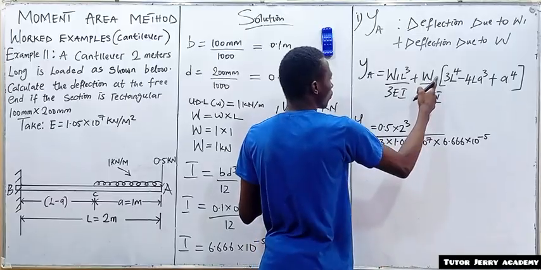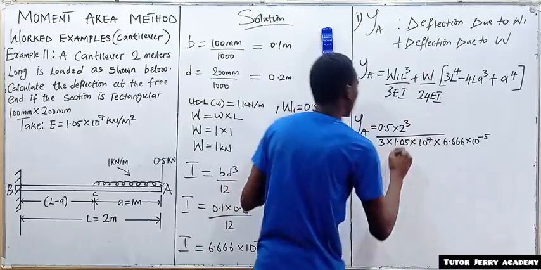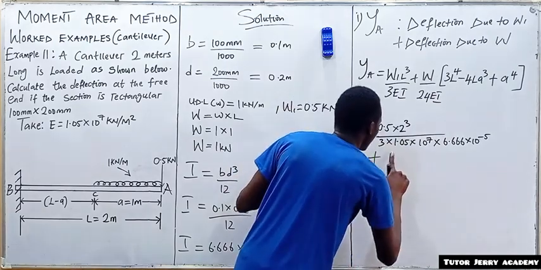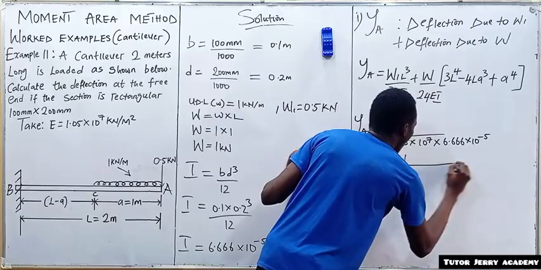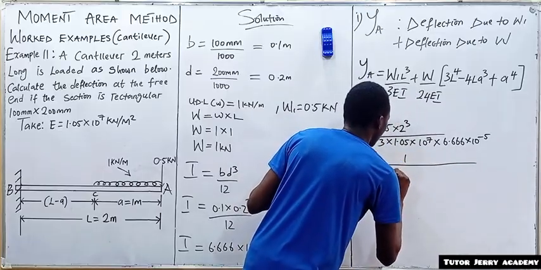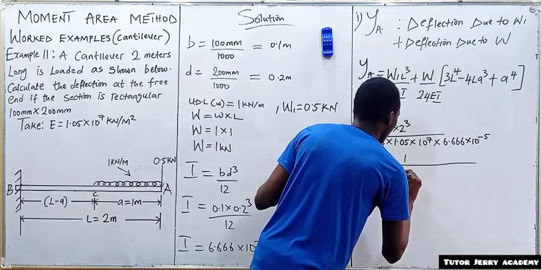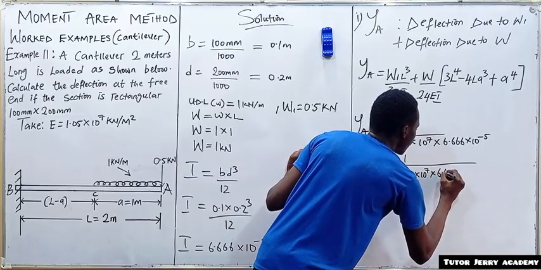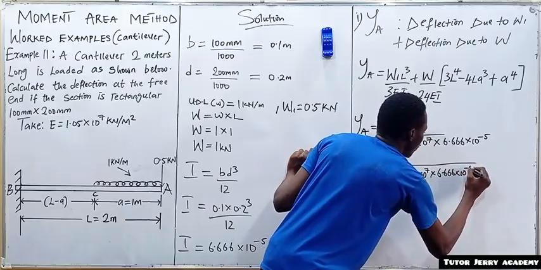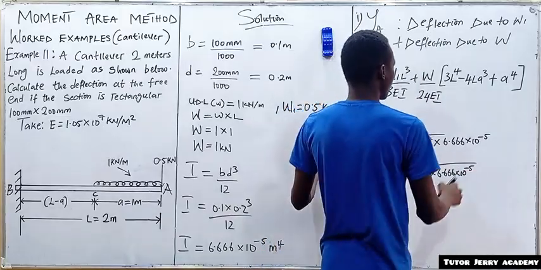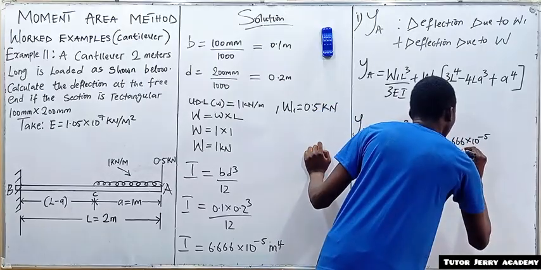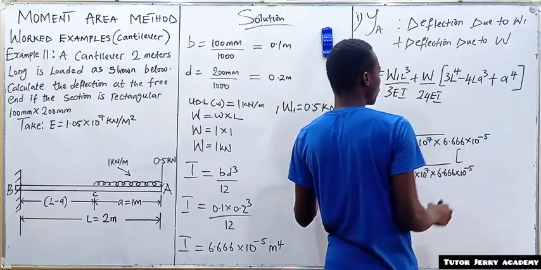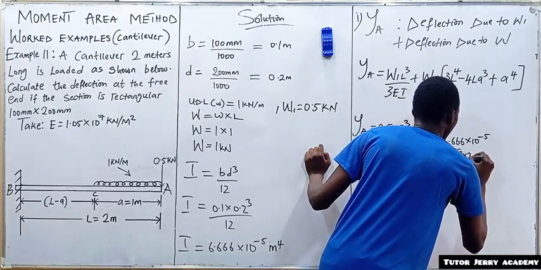We have our W. W is nothing but 1 kilonewton. We also don't need to add kilo here, because the kilo from here we cancel out. So this is 1 all over, I have 24, multiplied by 1.05 times 10 to the power of 7 multiplied by 6.666 times 10 to the power of minus 5. All right. So everything we have here is multiplying the bracket of 3 multiplied by 2 to the power of 4.